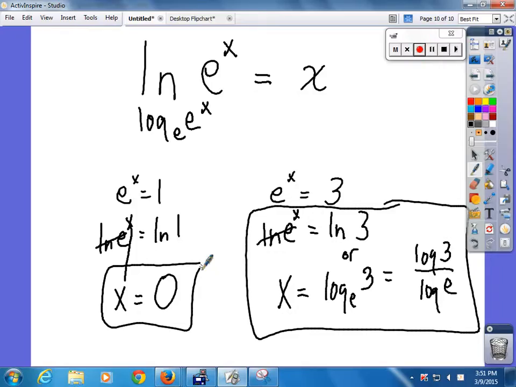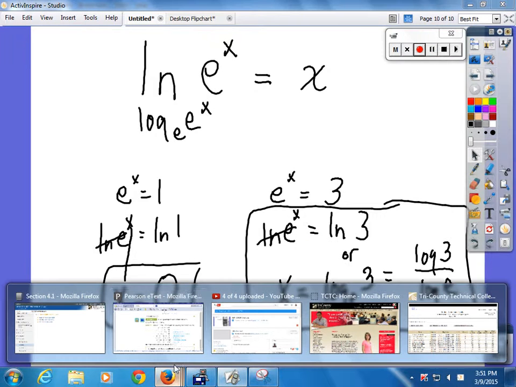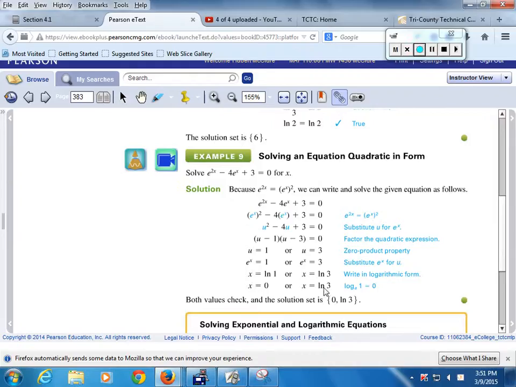You might take the natural log of 3 in your calculator and see what you get. I don't know if they did that or not. Let's see what they did. No, they just left it. I love this part. Look right here. E to the x is equal to 3, and then they just drop down and they say natural log of x is equal to natural log of 3. Do they tell you why? Nope.